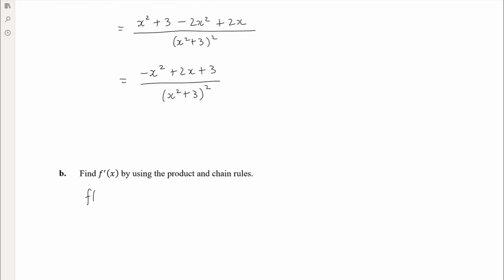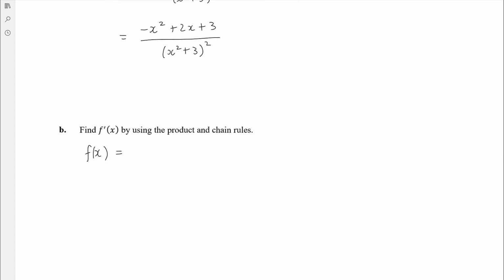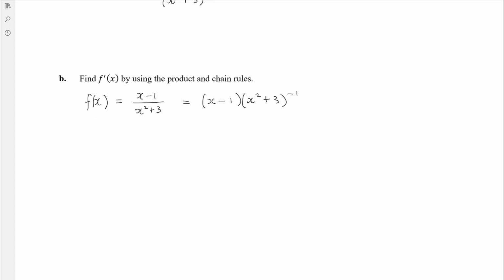So f of x is, let me just write it down again, sorry, x minus 1 over x squared plus 3. If we want to use product and chain rules, we would instead rewrite this as x minus 1 times x squared plus 3 to the negative 1. And we would use product rule and chain rule to differentiate that. So f dash x, this time we're thinking about x minus 1 as our first function, and x squared plus 3 all to the negative 1 as our second function.